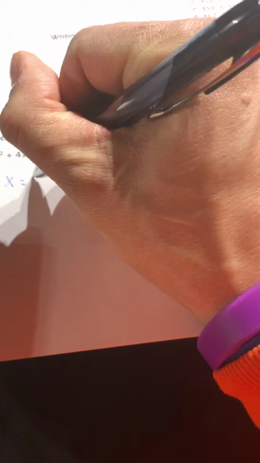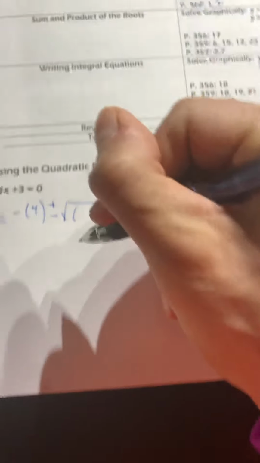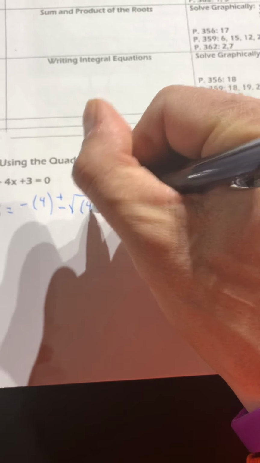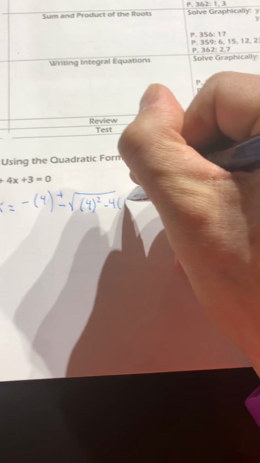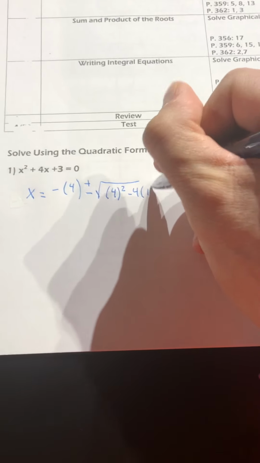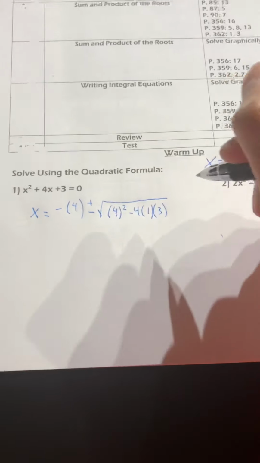We're going to plug our numbers in. So our b value is 4. So negative b plus or minus the square root of b squared. So 4 squared minus 4 times a, which is 1, the coefficient of x squared, times c, which is 3, all over 2 times a.